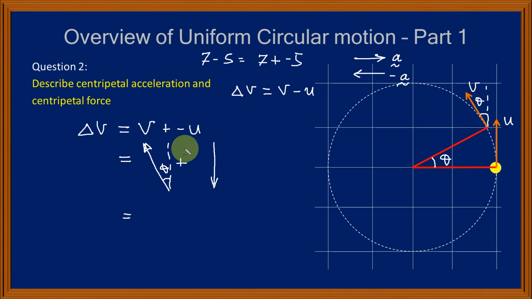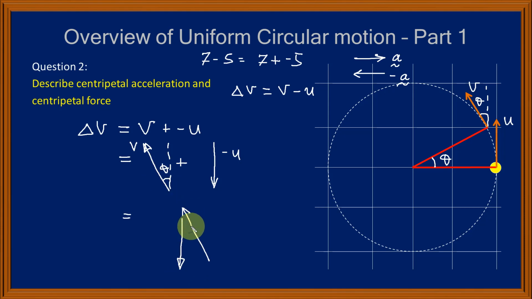Now, this is addition of vectors. Remember, this is V, this is minus U. I want to add these two vectors, this addition here. So in order to add vectors, we always connect them head to tail. So I'm going to draw V because it was the first vector, and then I bring in minus U, which is like this.